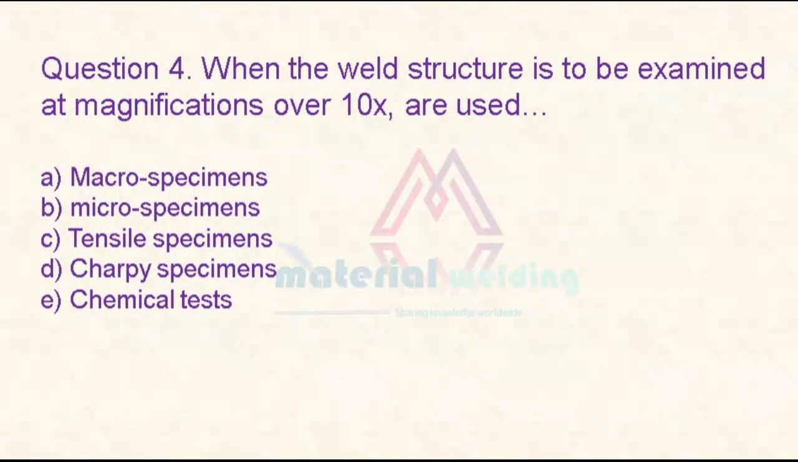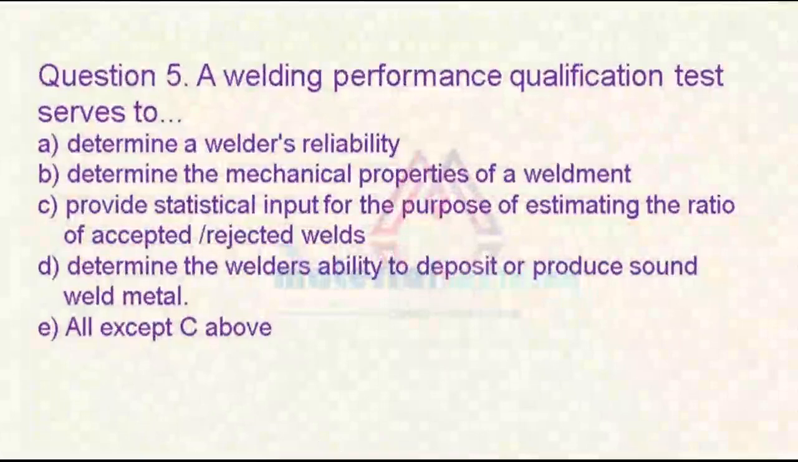Question 4. When the weld structure is to be examined, at magnifications over 10x, which are used? A. Macro specimens. B. Micro specimens. C. Tensile specimens. D. Charpy specimens. E. Chemical tests.